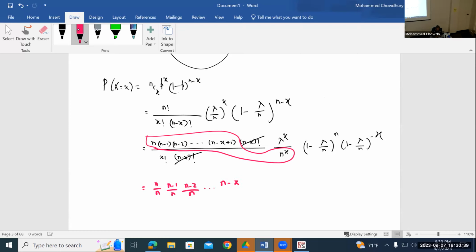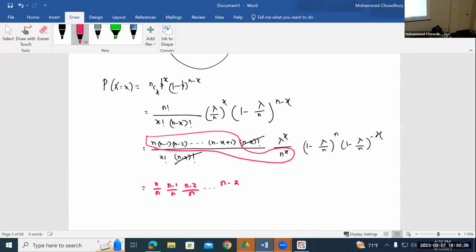Okay. So then what is remaining from there? From there, we now have lambda to the power x over factorial x. And then we have this part remaining, 1 minus lambda over n to the power n. And then we have 1 minus lambda over n to the power minus x, right?